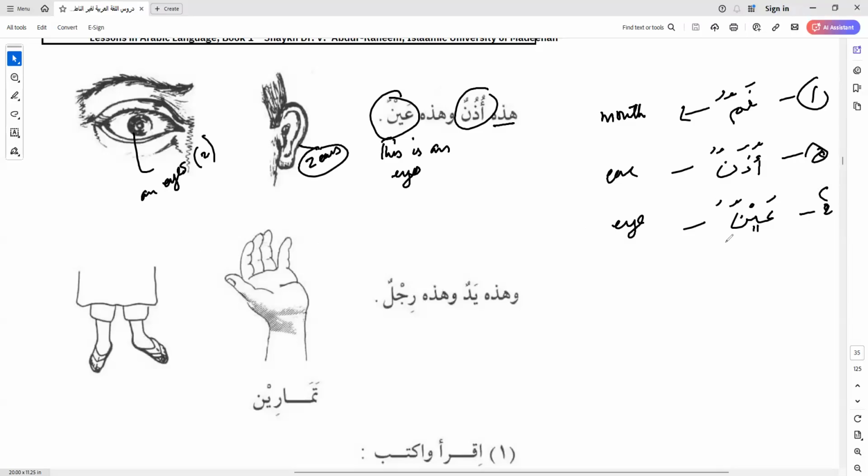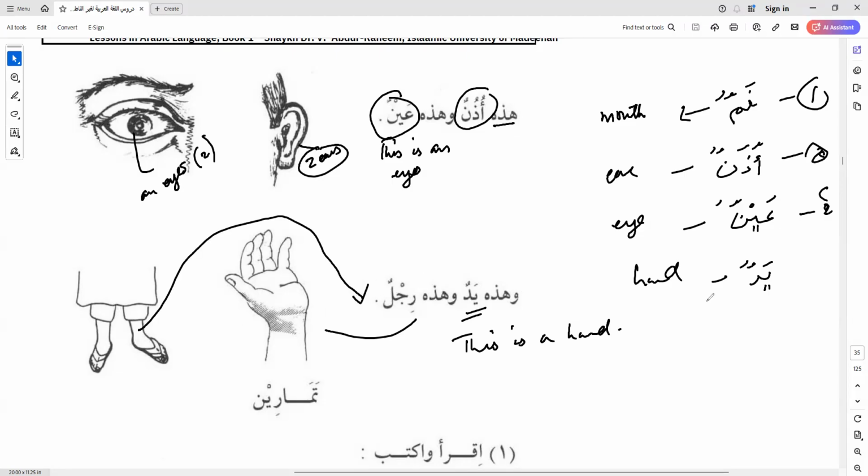Right? And then we have yadun. You have two yadun. And so we have to say hadhihi yadun. And this is hadhihi yadun. This is a hand. Hadhihi rijlun. Rijlun is your leg. You have two legs.